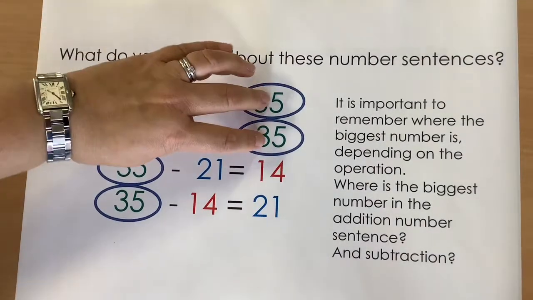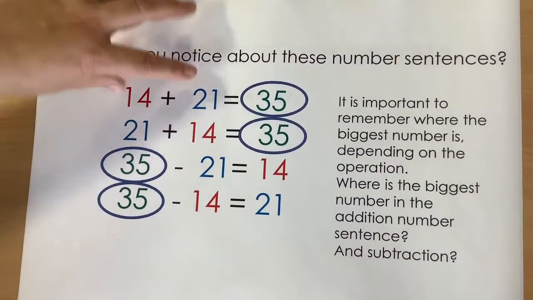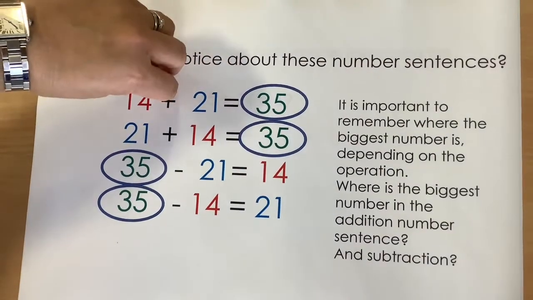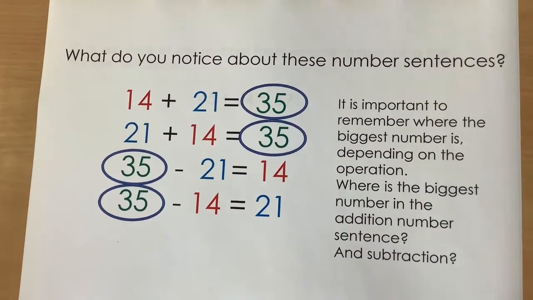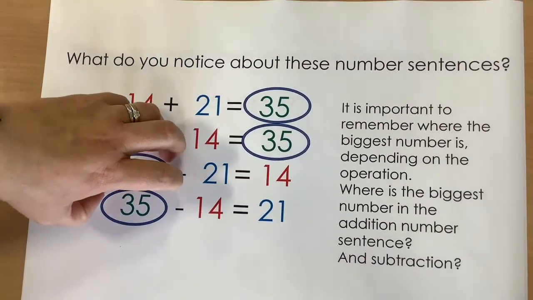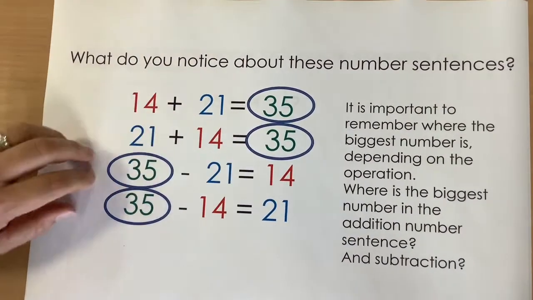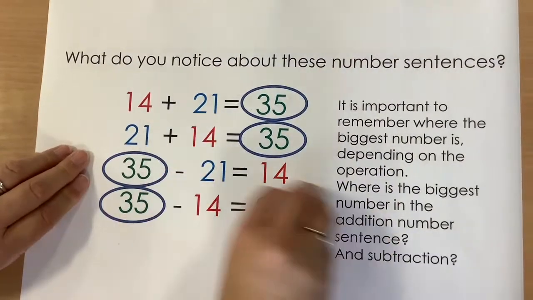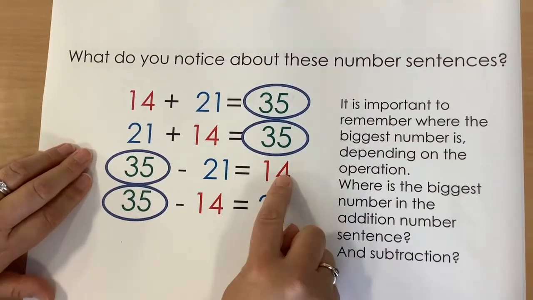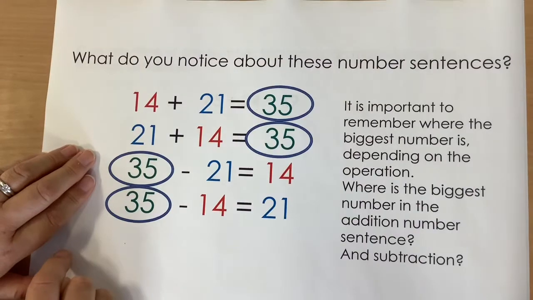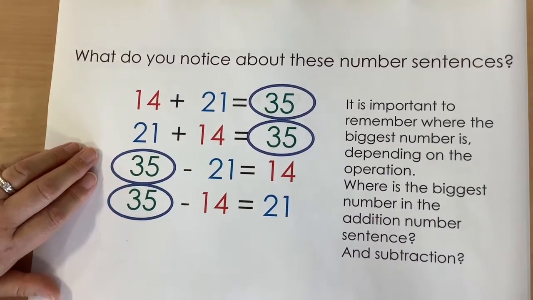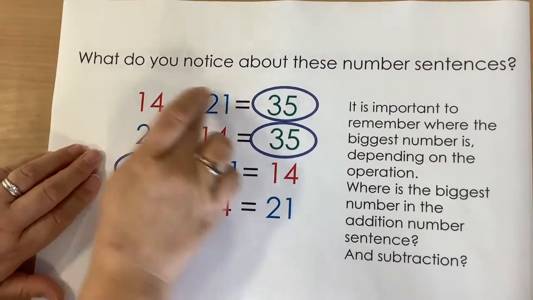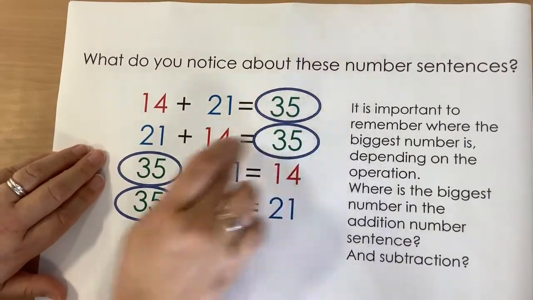Really important to remember when you are adding together, because you are bringing two lots of numbers together, your answer will be the biggest part of the number sentence. When you're taking away, you start with the biggest number and then you are removing from that. So your part that you're taking away and your answer will be smaller. And that's a really good way to check whether you've got the correct number sentence. Looking at the operation, looking to see where the biggest number is.